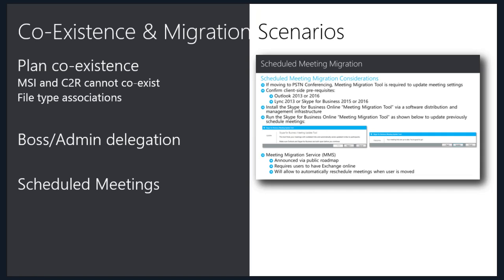With the Meeting Migration Service, the conference details are updated automatically as the user is moved from the on-premises environment to online without any end-user action required. With this service, the client version dependency will not be an issue anymore, but the service will introduce another requirement. User mailboxes must be hosted on Exchange Online for this service to work.